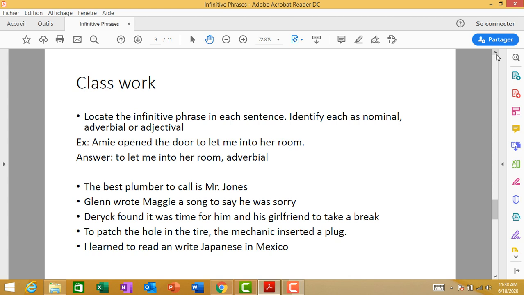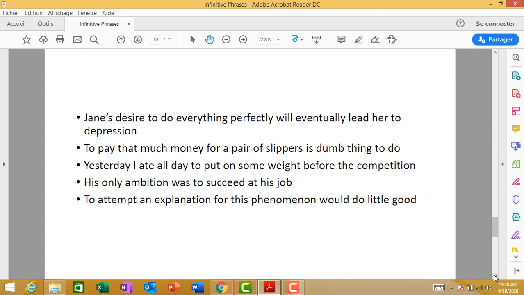To let me into her room is the infinitive phrase, and it's an adverbial. So you have to do this exercise with the rest of the sentences that you have here, the plumber and Jane, until you get to attempt an explanation.